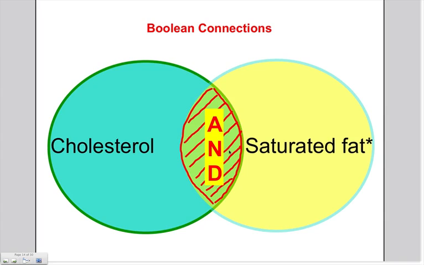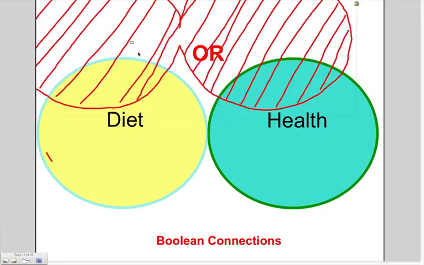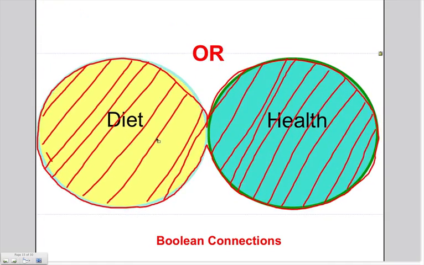So you would have actually less results here than you would if you were using this connector or, which would mean that you would either have articles with the word diet in them, plus all the articles that have the word health in them. But it doesn't have to have diet and health in the same article.